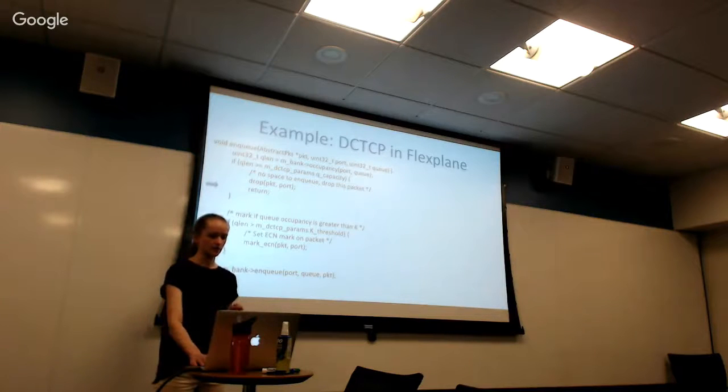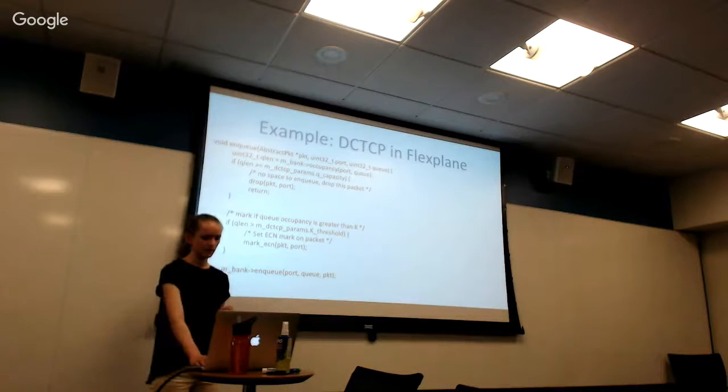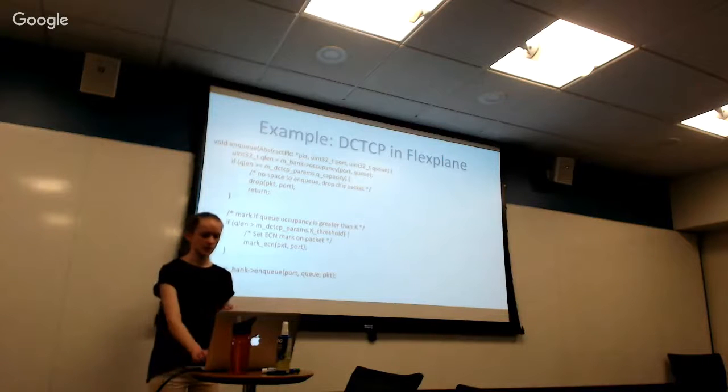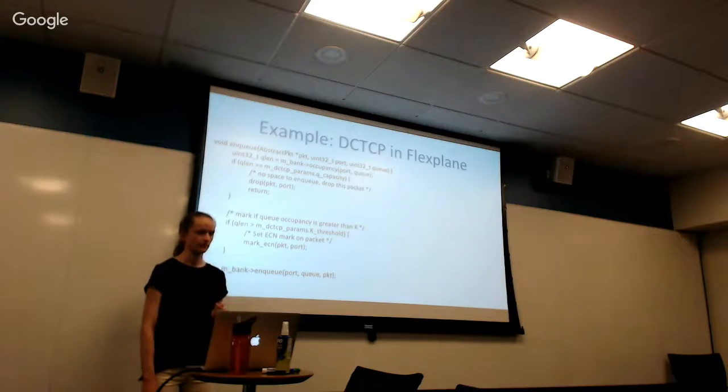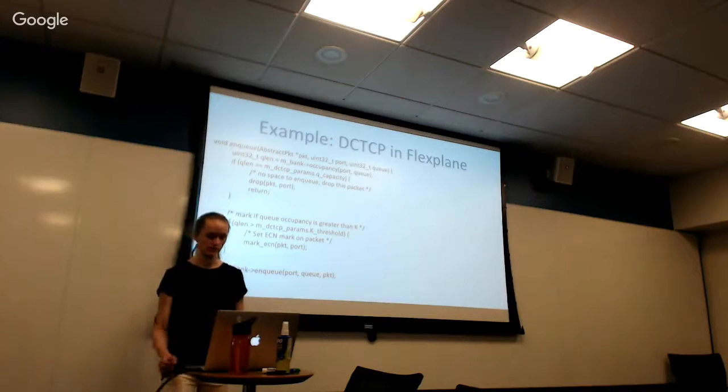Otherwise, it checks to see if the current queue length exceeds the marking threshold. This is the parameter K in DCTCP. If so, it marks the abstract packet by setting the ECN bits in its header to indicate congestion experienced. Once this is done, the abstract packet is enqueued to the queue bank. Abstract packets will be dequeued in FIFO order by a schedule function.